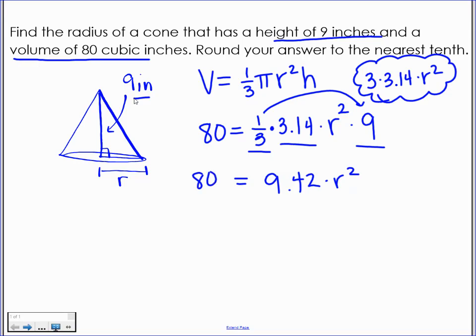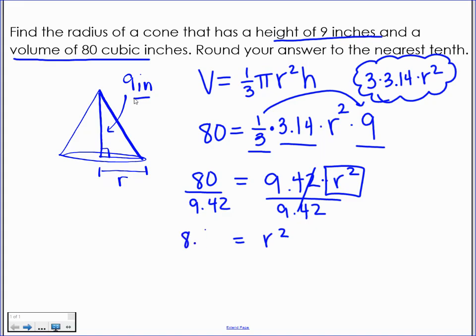Now our next step is to isolate our radius that's being squared. We know that that is 9.42 times the radius squared, and to undo multiplication, we have to do division. So we divide both sides by 9.42. These cancel, and we get the radius squared is equal to 8.49. Now we're almost done.